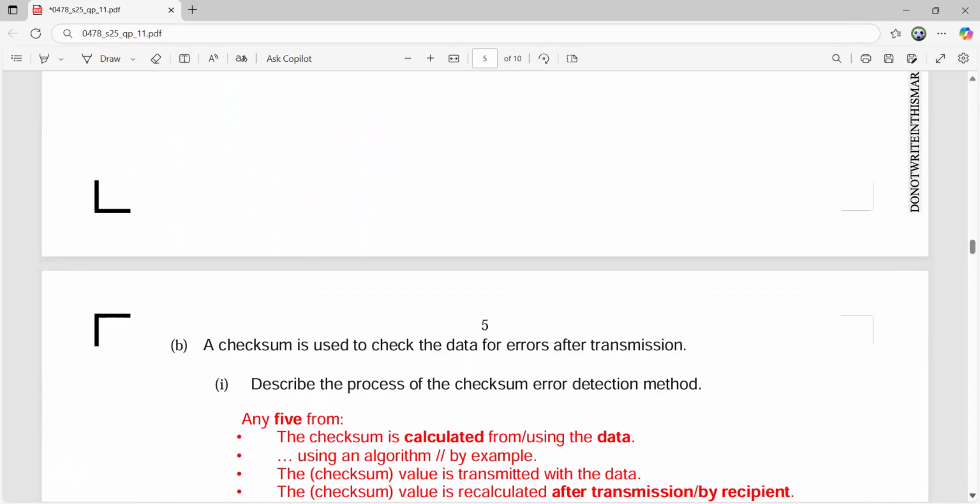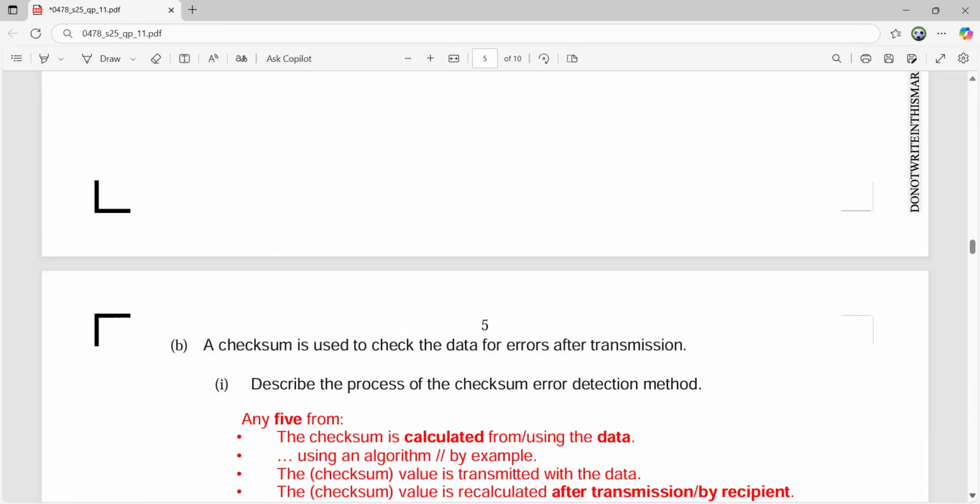Now, another one, part B. A checksum is used to check the data for errors after transmission. Describe the process of the checksum error detection method. And for that, you can recall whatever we have learned. Checksum is calculated on the sender's end. Then the data packet along with the checksum is sent to the receiver, and the checksum is recalculated on the receiver's end. The two checksum values are matched. If they are equal, it means there is no error in transmission. But in case there is some error, then that particular packet is supposed to be resent.